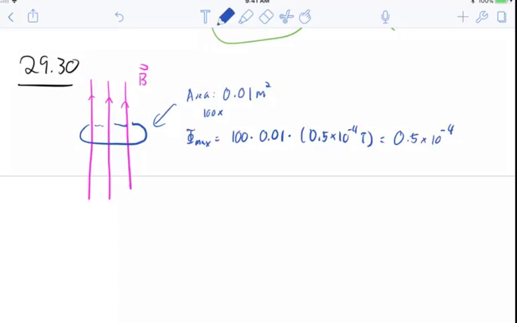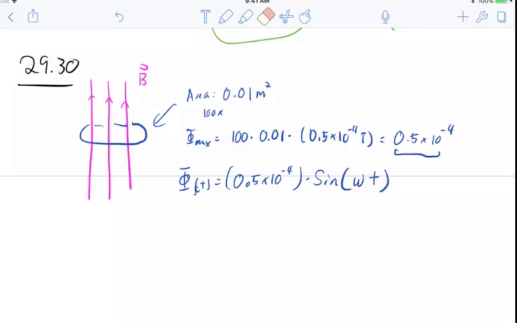And then the flux is a function of time. That's essentially the amplitude, 0.5 times 10 to the minus 4 times sine of your rotational frequency times t. Omega is called the angular frequency. I'm going to write it like this, 2 pi times the frequency times t. We're going to get more used to using t and f in the section we're currently doing, simple harmonic motion and waves.